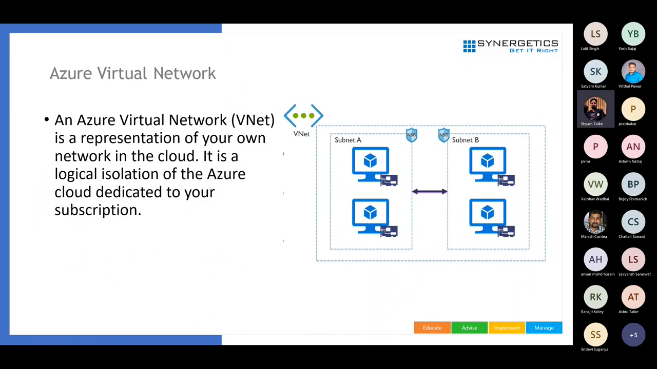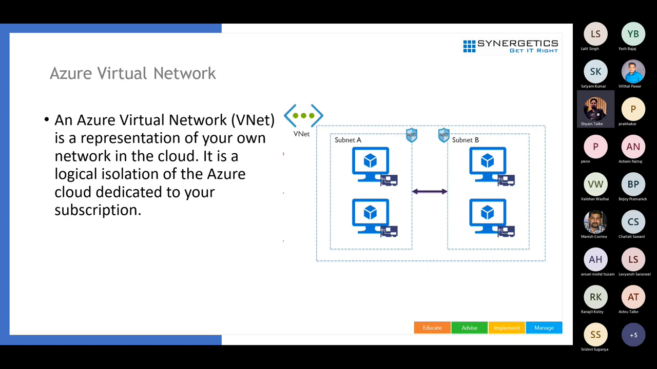Then we have Azure Virtual Network. If you are working in your office, you are probably working on-premises, right? And you are in your LAN area. So it's the same as a LAN in your cloud. Unless you publish any public IP in the cloud, you are always in the private network, correct? So Azure Virtual Network is a representation of your own network in the cloud.